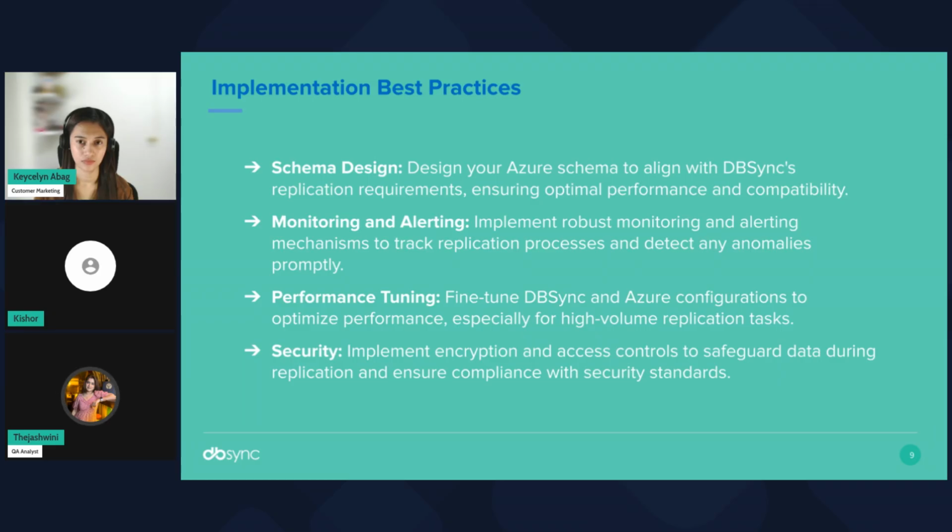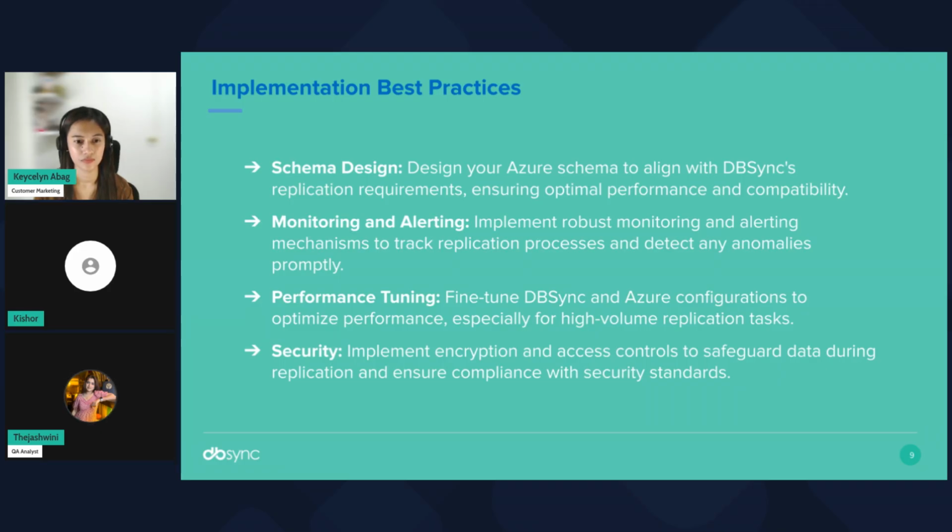And the next thing I would like to talk about is performance tuning. So we have to fine tune both DBSync and Azure configurations in order to optimize performance, especially when we are dealing with high volume replication tasks, right? So Azure also has scalable compute resources and parallel processing capabilities. So this will in fact complement DBSync's replication, enabling high performance and faster data transfer.